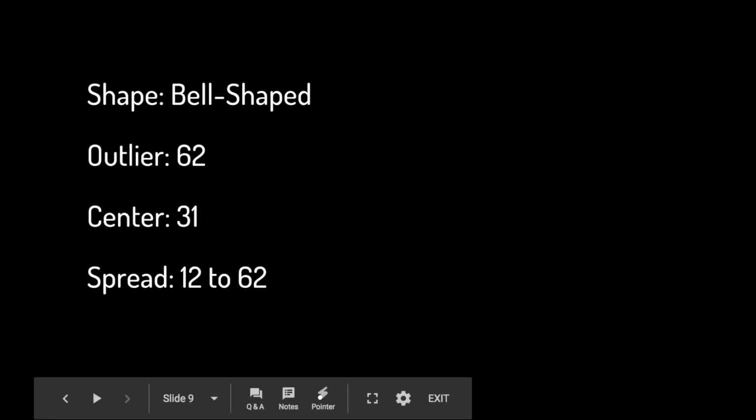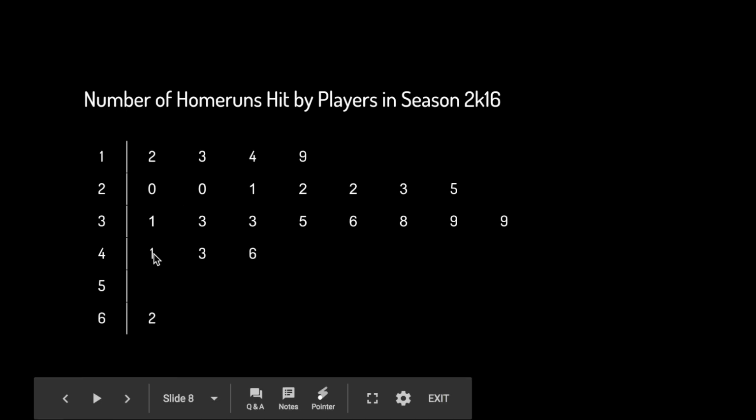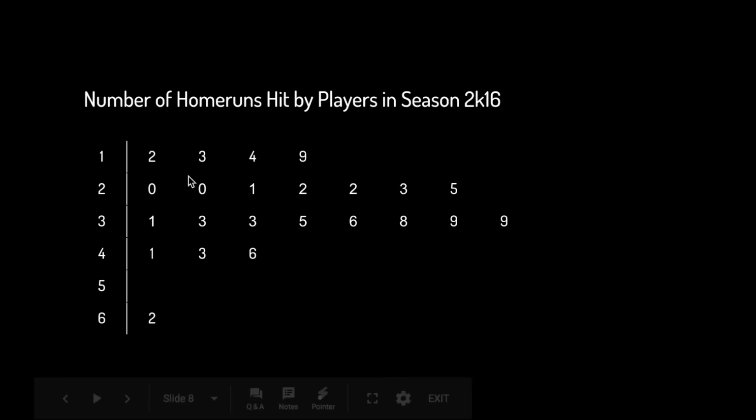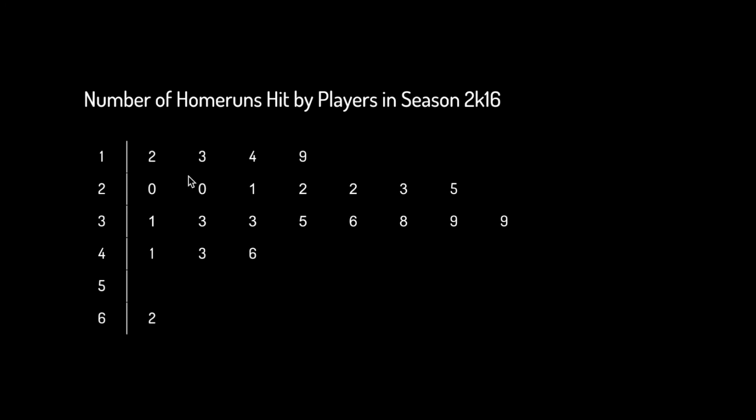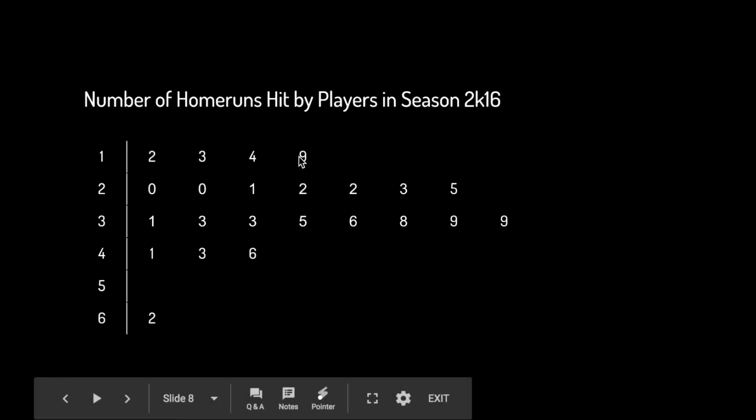Well, the center will be 31. In here, there are in total 1, 2, 3, 4, 5, 6, 7, 8, 9, 10. There's a total of 23 data values here, and therefore the 12th value should be the center of this data. So therefore 1 to 4, 8, 11, 12. 31 is the 12th data, which means this is the center of this stem plot.